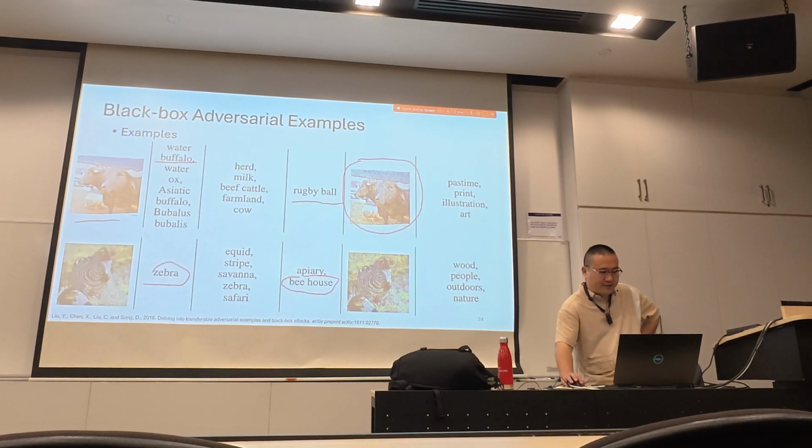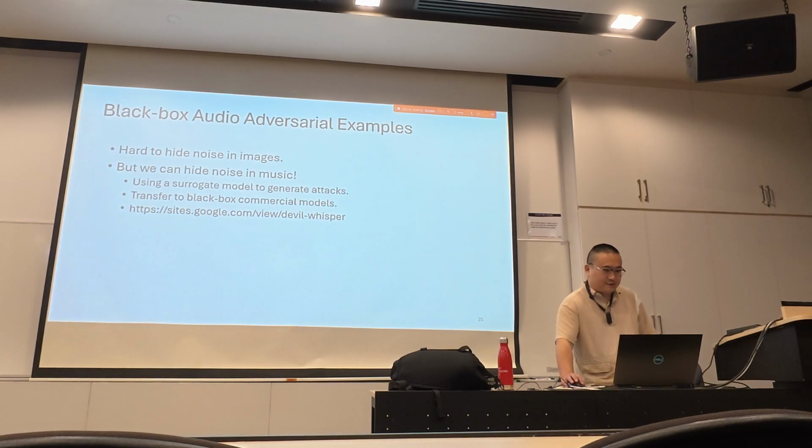However, if you look at the images closely, you can see that actually we introduce a lot of noise here. But this is because when you want to fool multiple models, it is unavoidable that you will introduce a lot of noise. This is in the image domain. In the image domain, it's very hard to hide the noise in images. However, if we apply the same idea in a different domain, for example, in the audio domain, we can hide the noise in the music. So let's see an example in the audio domain.